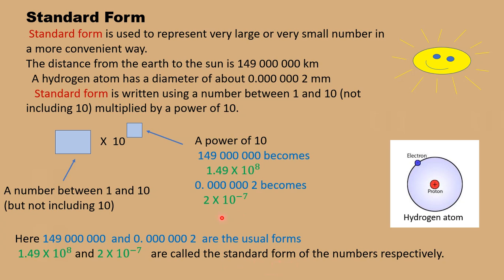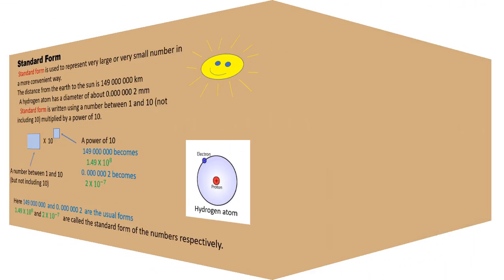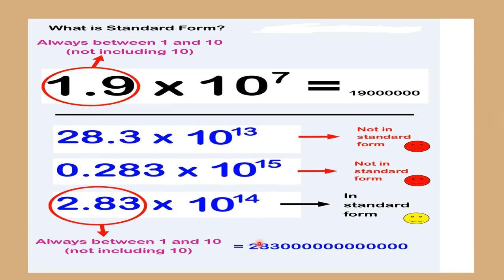So how can we write it? Let's learn this. What is the standard form? As we know, it always lies between 1 and 10. So if I write 1.9 into 10 raised to the power 7, it equals 19000000, where this 1.9 lies between 1 and 10.